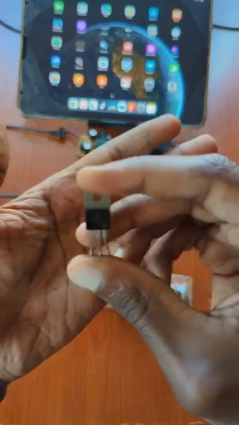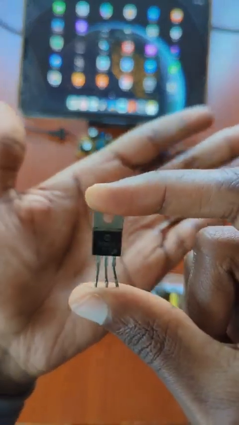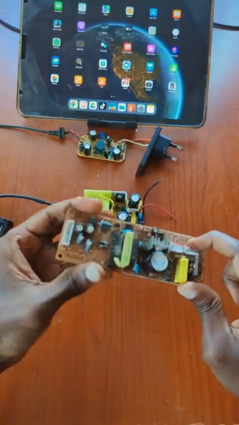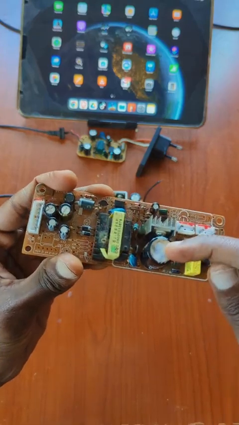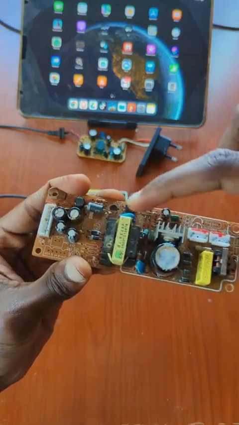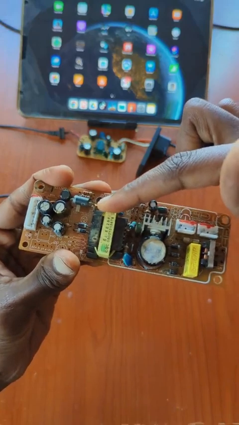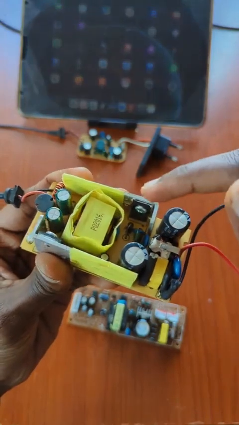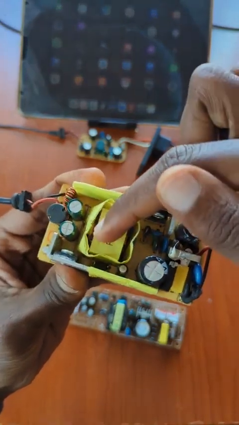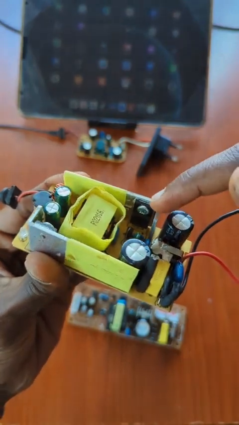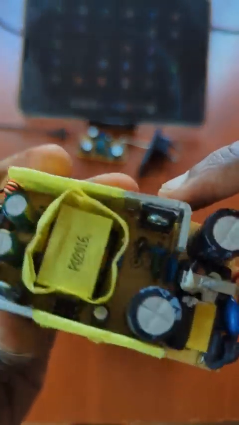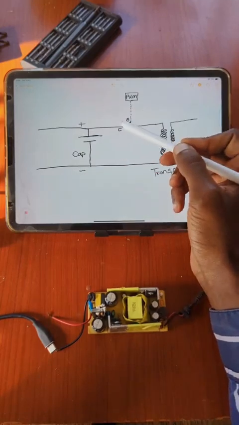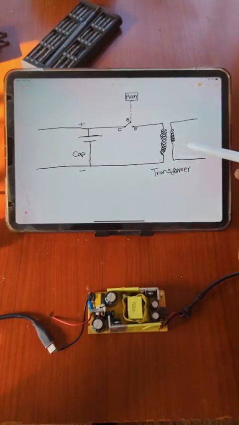Show you something. This is a MOSFET. It is a fast switching transistor, and on power supplies it is connected after the DC capacitor and before the primary windings of a transformer. So this is the DC capacitor, the MOSFET, and this is the transformer, and usually they are on a heat sink. This is the capacitor, this is the MOSFET, and this is the transformer.